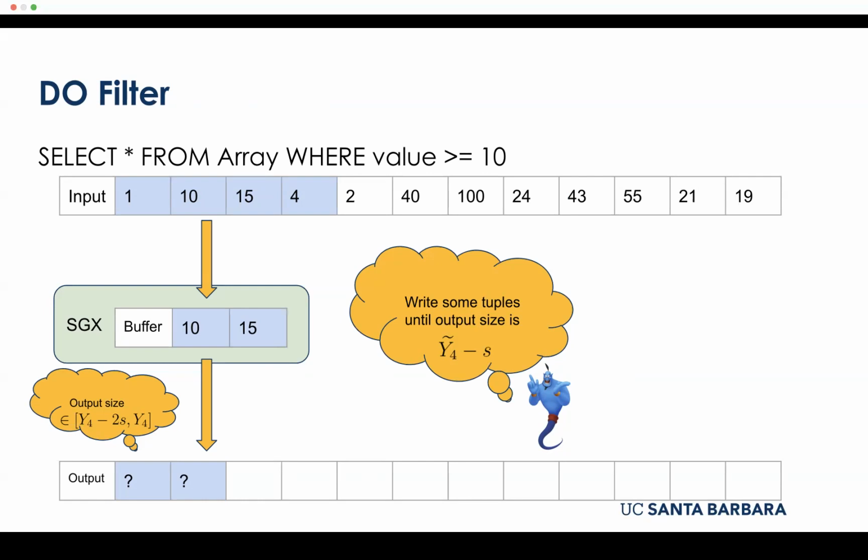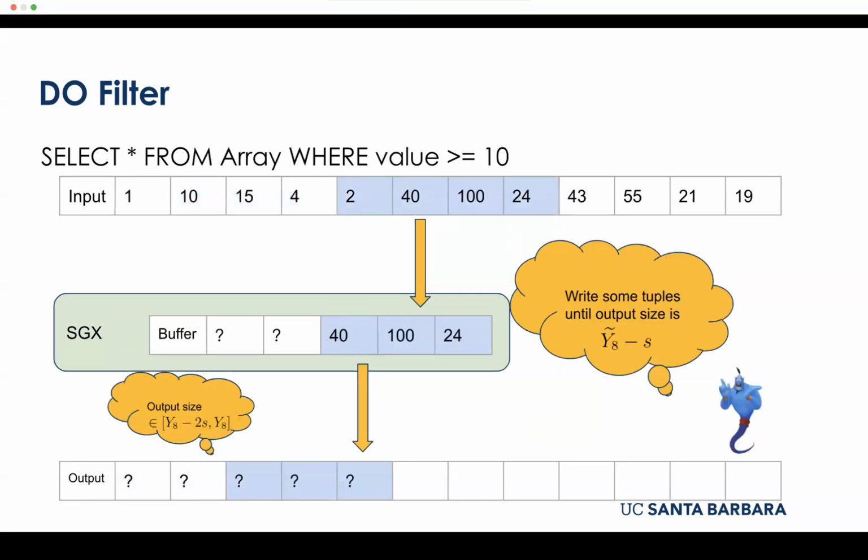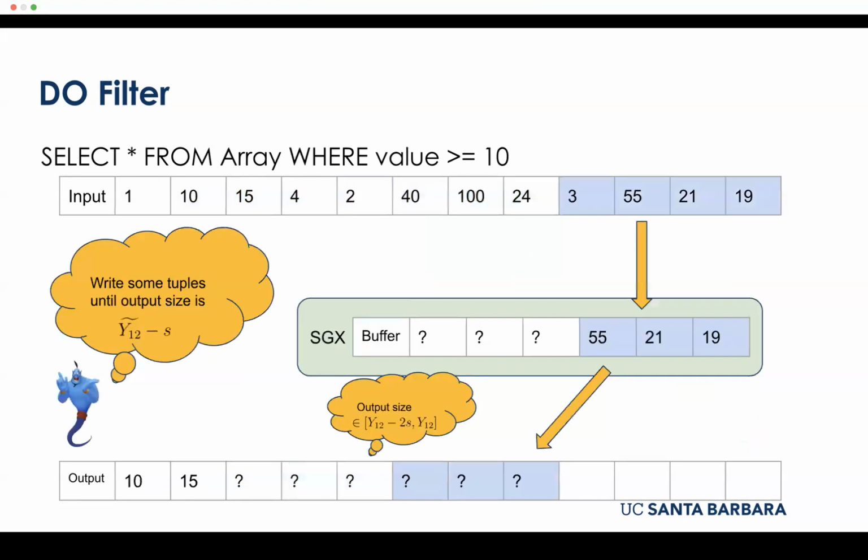Then we write some tuples until the output size is delta y4 minus s. Then we read the second batch, and we write some tuples until the output size is delta y8 minus s. Finally, we write some tuples until the output size is delta y12 minus s.